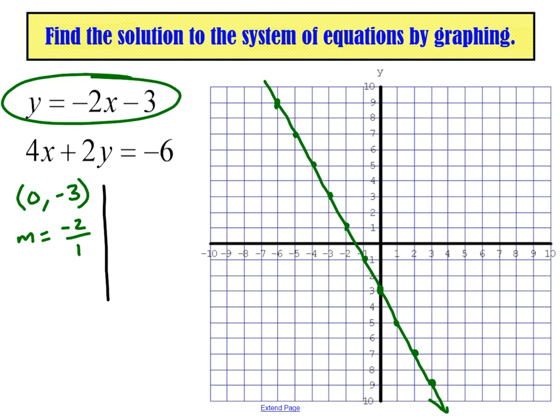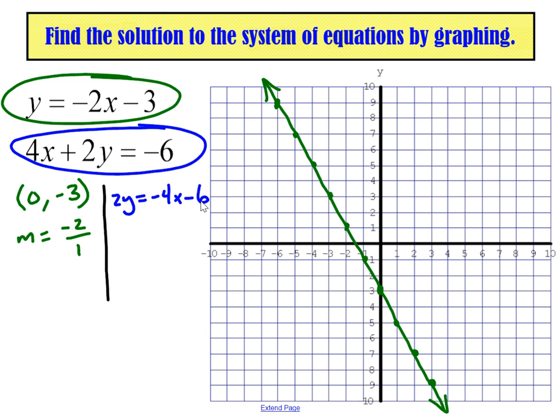Next up, I have my next equation. However, we'll call this our blue equation. This is not in slope-intercept form, so I need to get y by itself. So my first step to do that would be to subtract 4x on both sides. So I would get 2y equals negative 4x minus 6. Next, I can actually divide everything by 2. So I get y equals negative 2x minus 3. And now I do have my y by itself, so I can figure out my y-intercept is going to be 0, comma negative 3, and my slope is going to be negative 2 over 1.